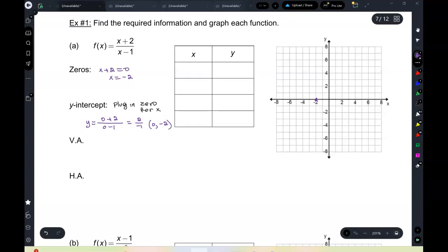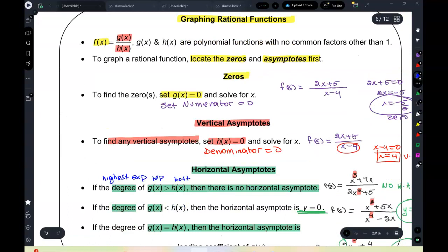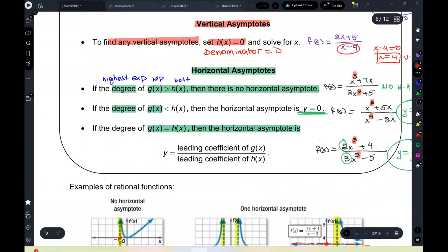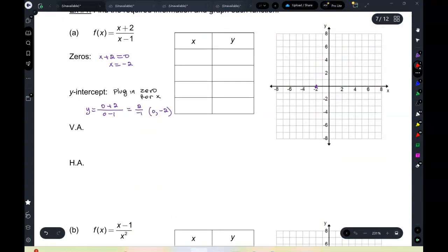Okay. Vertical asymptote. What did we say to do for the vertical asymptote? We set, yes, the denominator equal to 0. So let's do that. The denominator here is x minus 1 equal to 0. X equals 1 is the vertical asymptote.